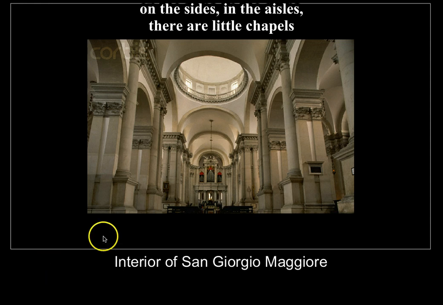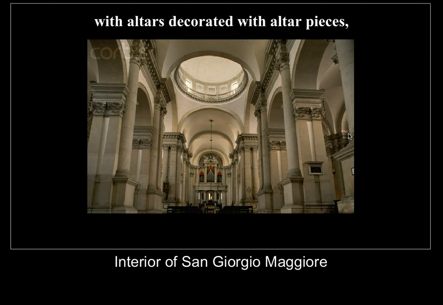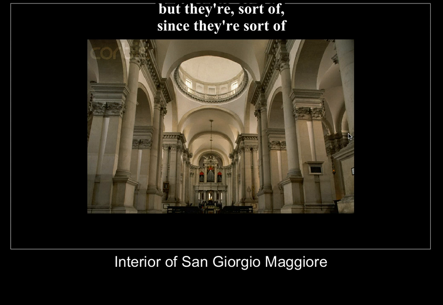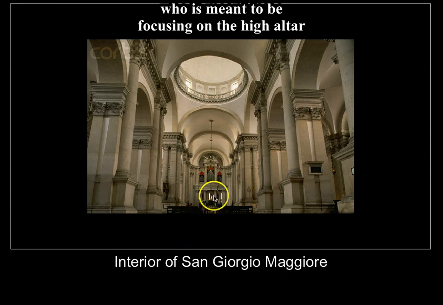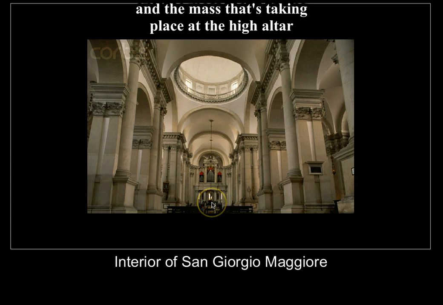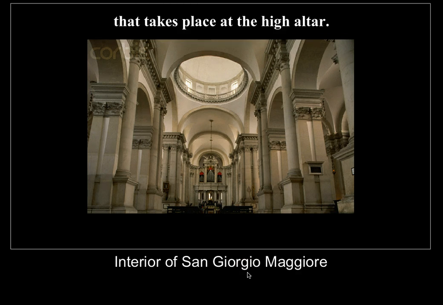On the sides and the aisles, there are little chapels with altars and decorated with altar pieces, but since they're pushed out to the sides, they're meant to be less distracting to the viewer, who is meant to be focusing on the high altar and the Mass that's taking place at the high altar, and of course, the miracle of transubstantiation that takes place at the high altar.